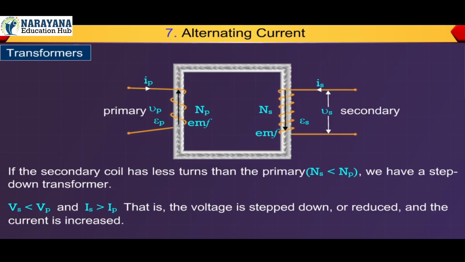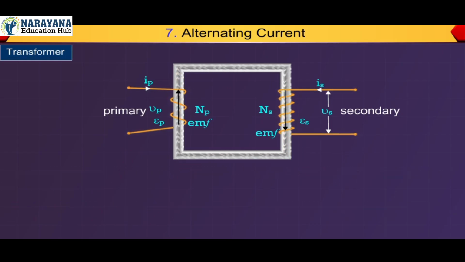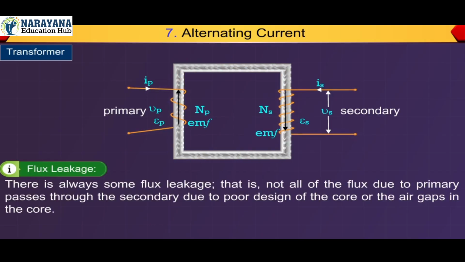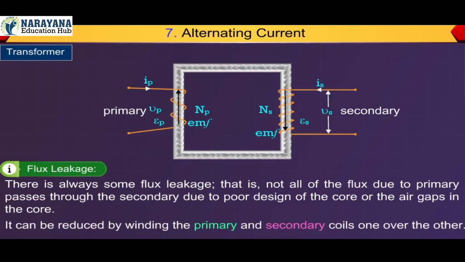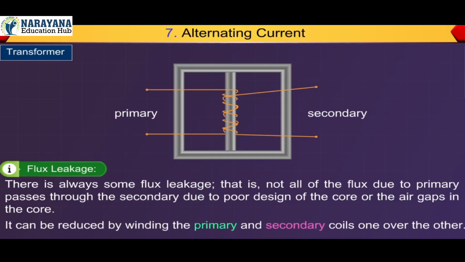The equations obtained above apply to ideal transformers without any energy losses. But in actual transformers, small energy losses do occur due to the following reasons. Number 1. Flux leakage. There is always some flux leakage, that is, not all of the flux due to primary passes through the secondary due to poor design of the core or the air gaps in the core. It can be reduced by winding the primary and secondary coils one over the other.